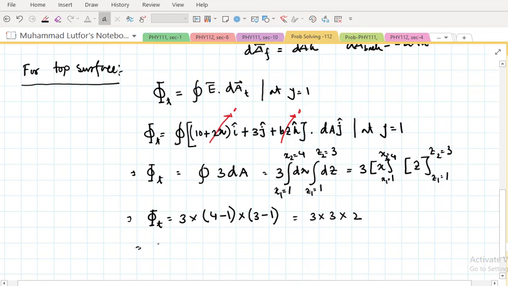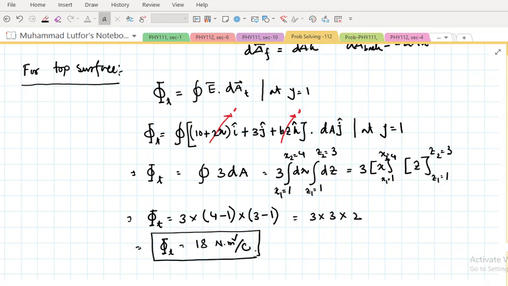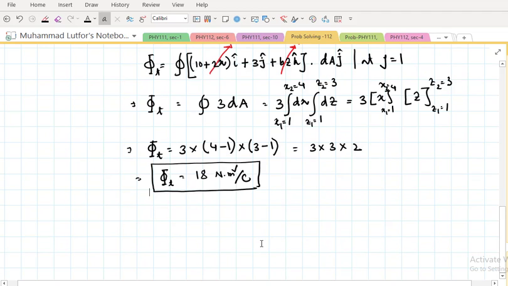That's going to be the flux for the top surface, 18 Newton meter square per coulomb. So this is the flux for the top surface. I have to find out step by step for the bottom and the other 5 surfaces also. Fine. Now what about the bottom?